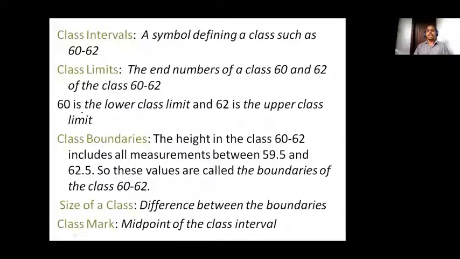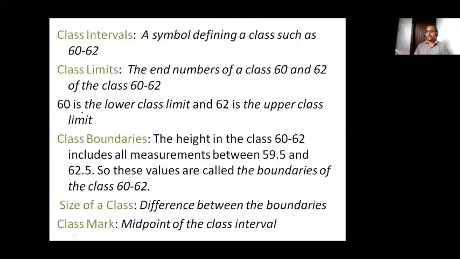Next, we define the term class interval. A symbol defining a class, such as 60-62, is a class. That is, the students with the height range 60-62. And the numbers 60 and 62 are called the class limits of the class 60-62. 60 is the lower limit and 62 is the upper limit of the class.